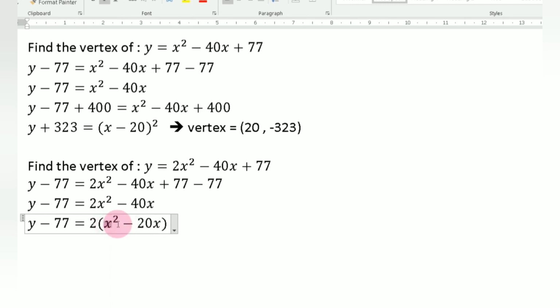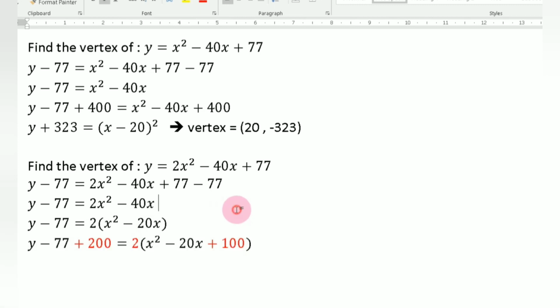Okay, so I want to complete the square of this one. So we need the last piece, the third term. How? By dividing this by 2. So we have negative 10, and then square it. We have 100. So we add 100 inside the parentheses. Since we add 100 inside the parentheses, we add something that didn't exist before. So we have to do the same for the left member.